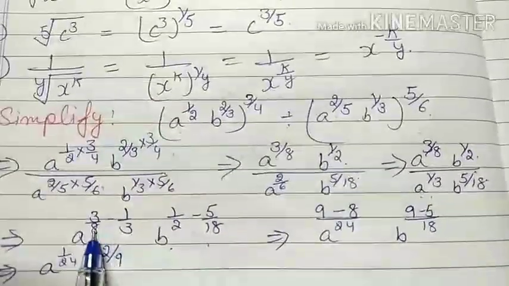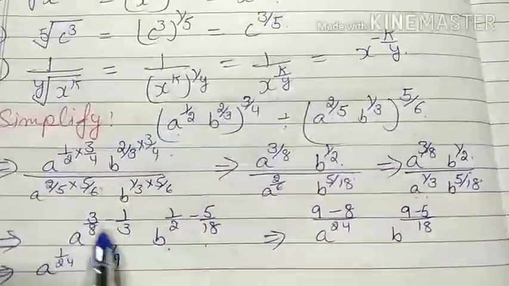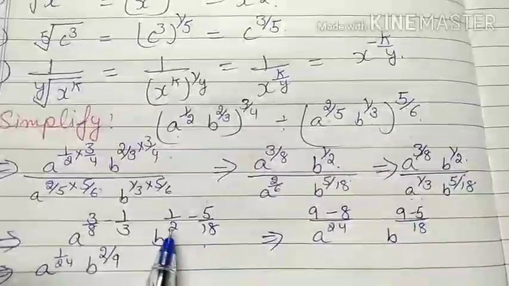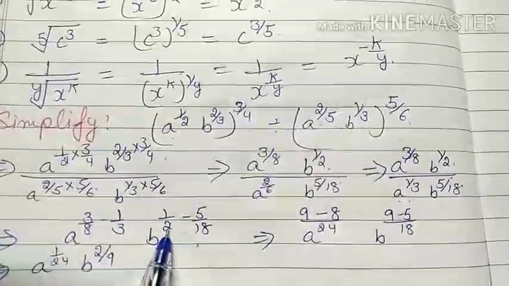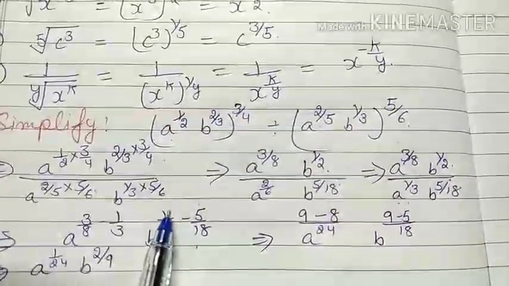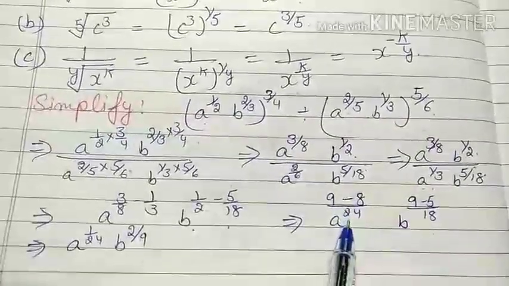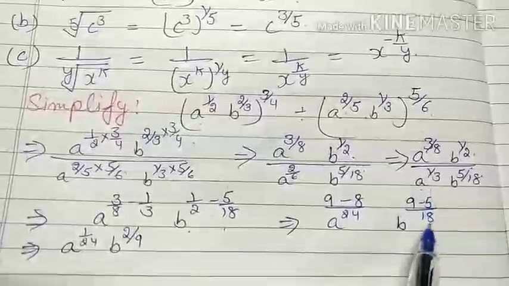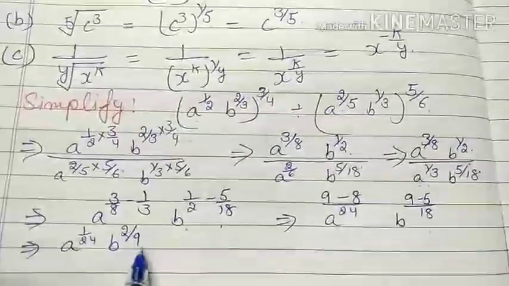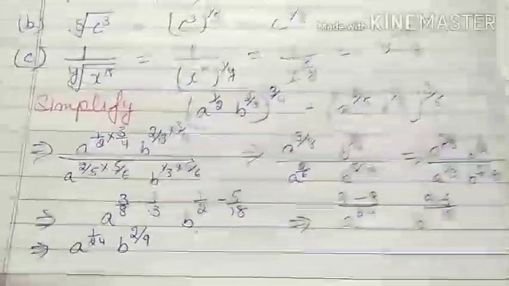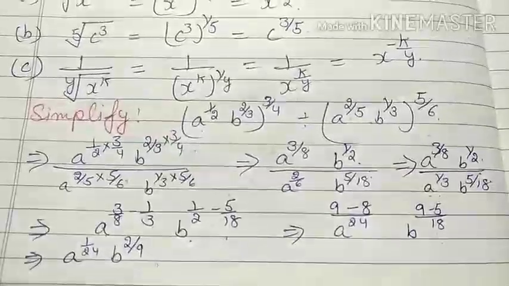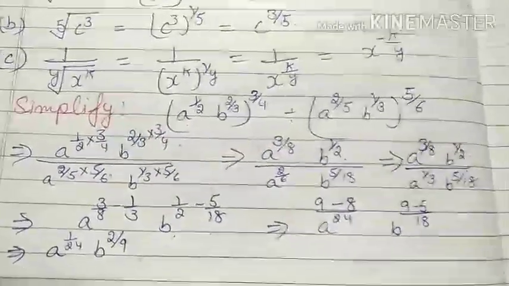Now here 8 3s are 24, 9 minus 8, and here 18, 2 multiplied by 9 and 1 multiplied by 9, 9 minus 5 by 18. Here we get 1 by 24, here we get 4 by 18. When you cancel we get 2 by 9. Ultimately my answer is a raised to power 1 by 24, b raised to power 2 by 9.